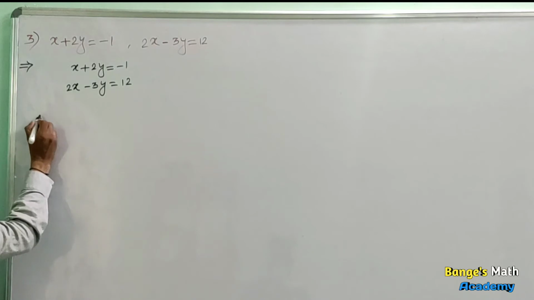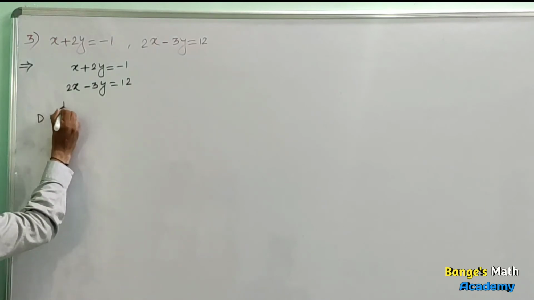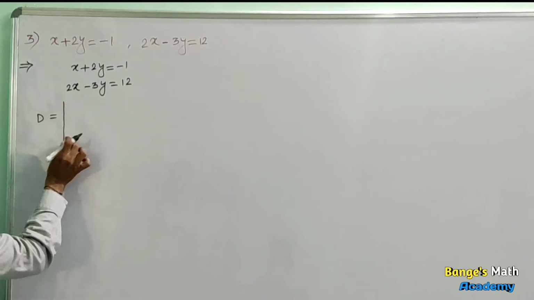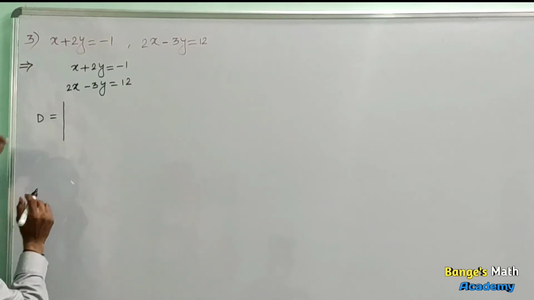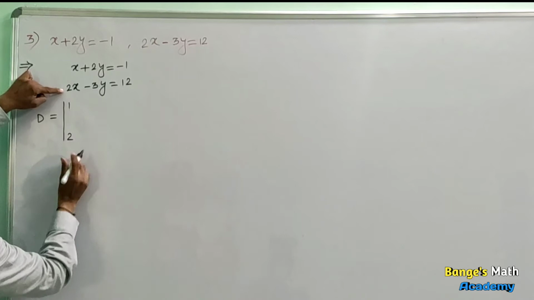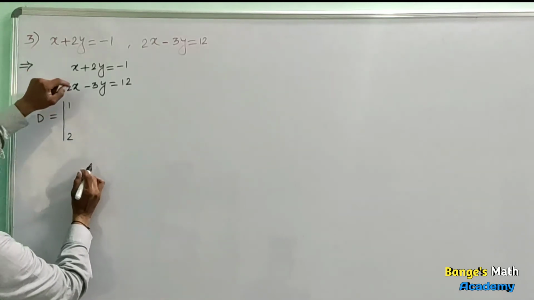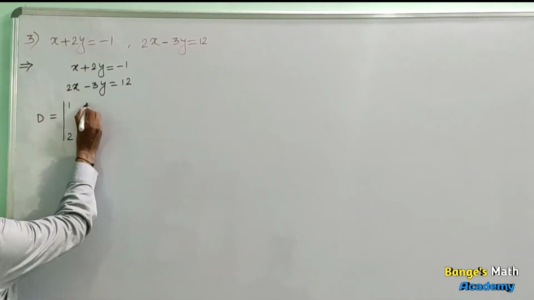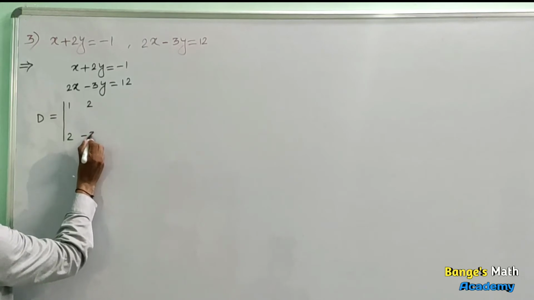So first of all find the value of d. In the first column write down the coefficients of x. The coefficients of x are 1 and 2. In the second column write down the coefficients of y, 2, minus 3.